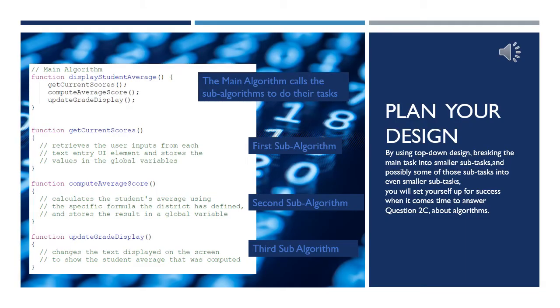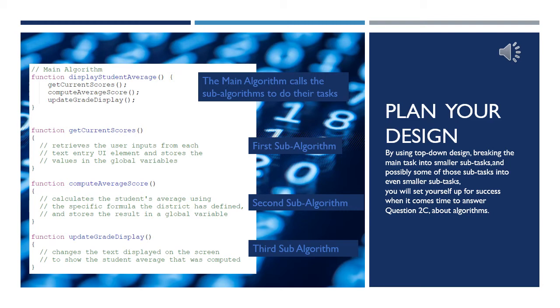So here's what that might look like in the code somewhat. I've just left a lot of things very empty here with comments, but if I had my main algorithm being called display student average, I could have that be a function that simply calls three other functions, and each function does a part of the task, and each function would be considered an algorithm because there'd be more than one thing to do to get the current scores. I would have to go to each of the text entry boxes and retrieve those inputs and put them into a variable. So there would be a sequence of instructions inside of this that counts as an algorithm.